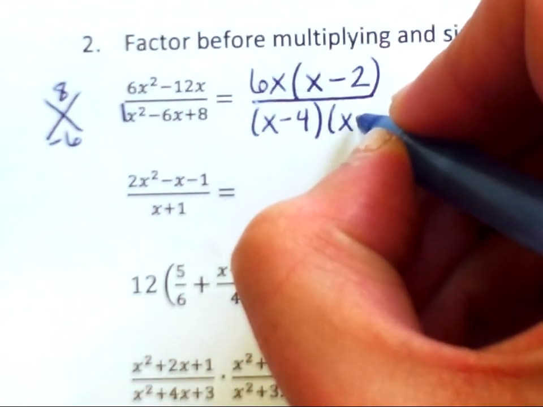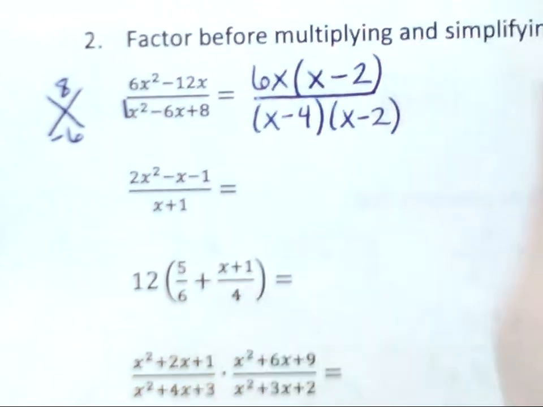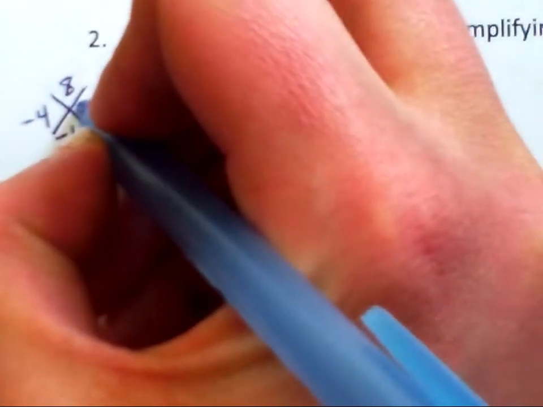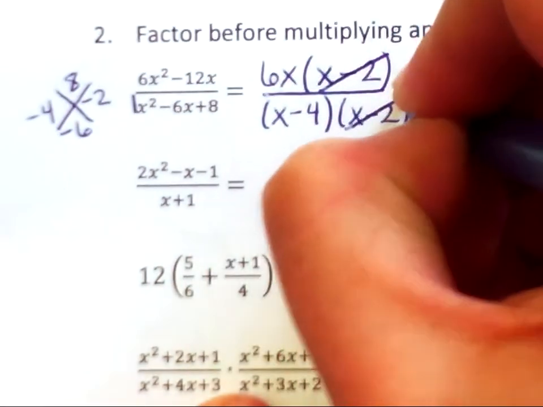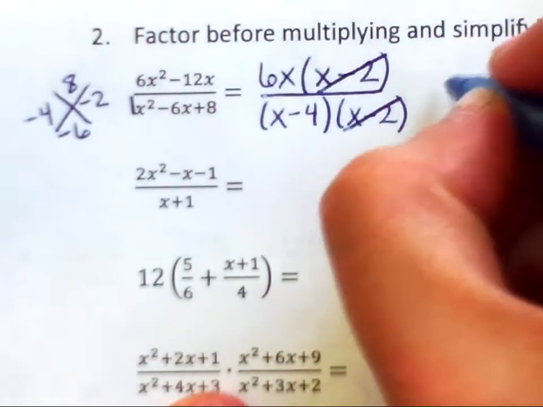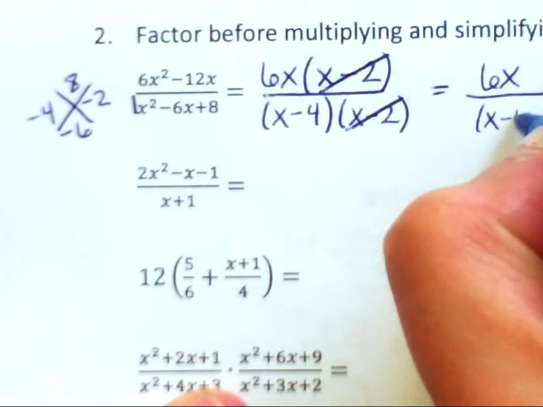That would be a negative 4, giving us the factor x minus 4, and a positive 2, giving us the factor, nope, just kidding. They're both negative. It'll be negative 4, negative 2. Then you can cross out x minus 2, and your remaining factors are 6x over x minus 4.